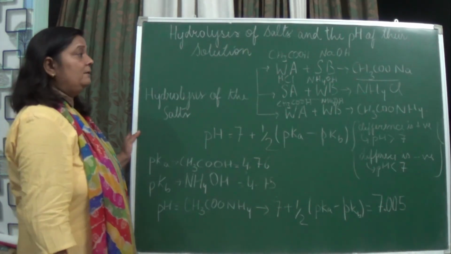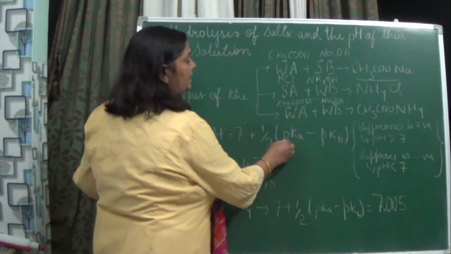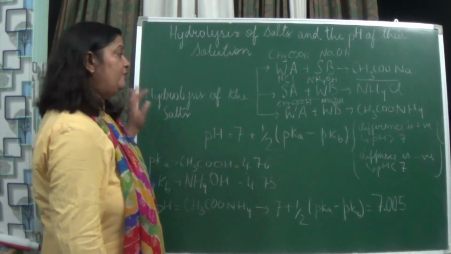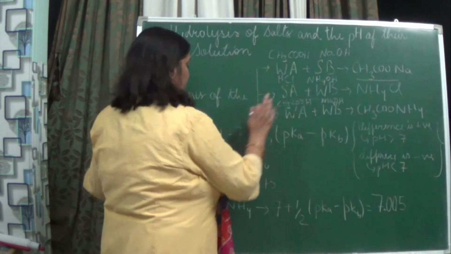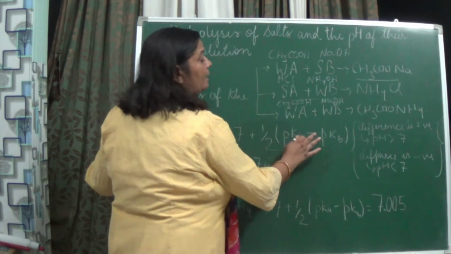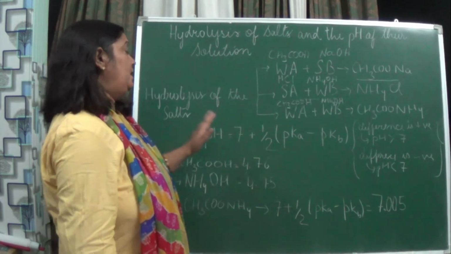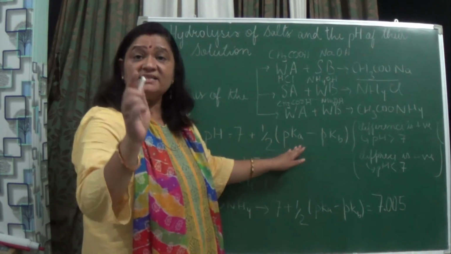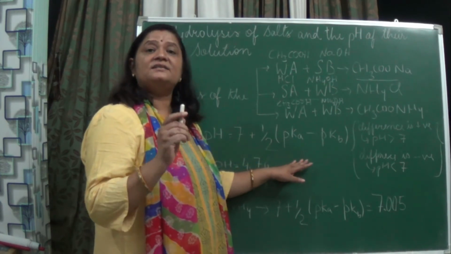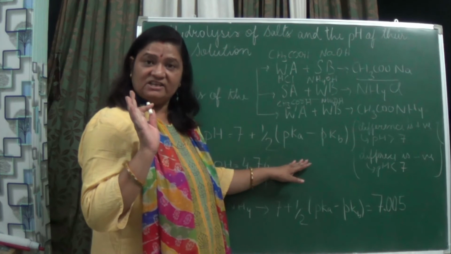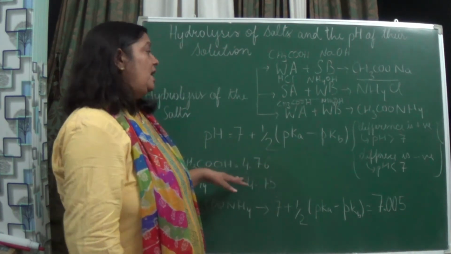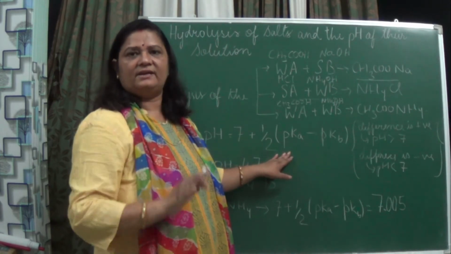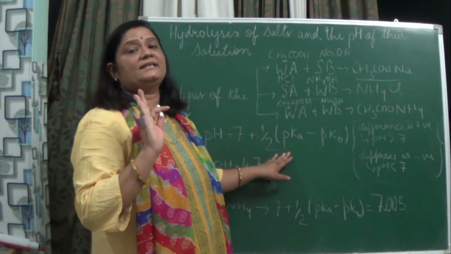Now in order to calculate the pH, there is a formula: 7 plus half of (pKa minus pKb) in the bracket. No need to go into detail for this formula, just learn it. That is to take out the pH of these salts. If the difference comes in a positive sign, it means the pH is greater than 7, and the salt will be basic in nature. But if the difference comes in a negative sign, it means the pH is less than 7, and then it is acidic in nature.